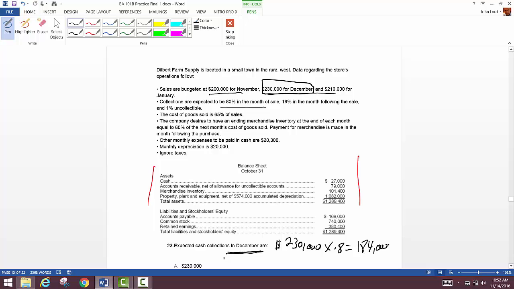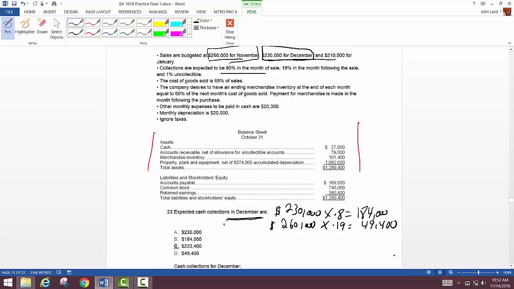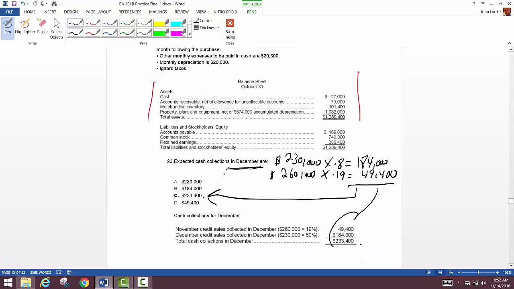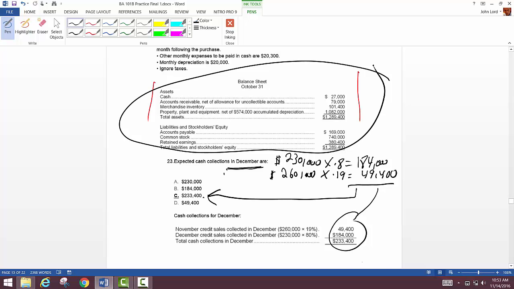Am I going to collect anything else in December? 19% of November, right? So that's 260,000 times 0.19, which gives me 49,400. Will I collect any of that January money? I'm not going to collect any of that January money in December. So I add those two together. Does that give me this 233,400? There's the calculation right there. So you see how all this was nonsense, wasn't it? Just a distractor.